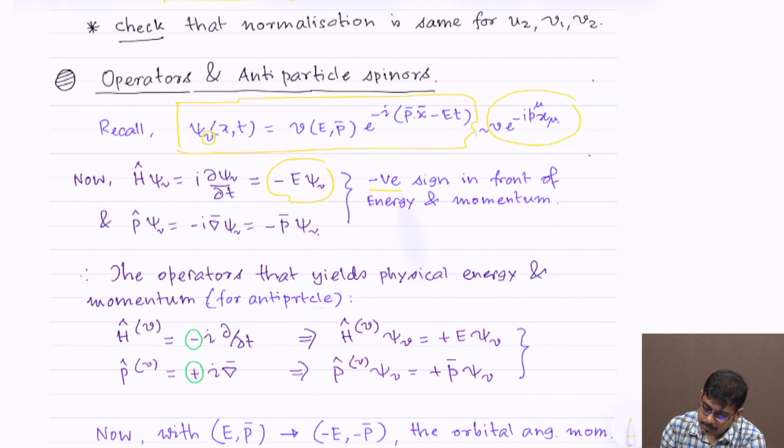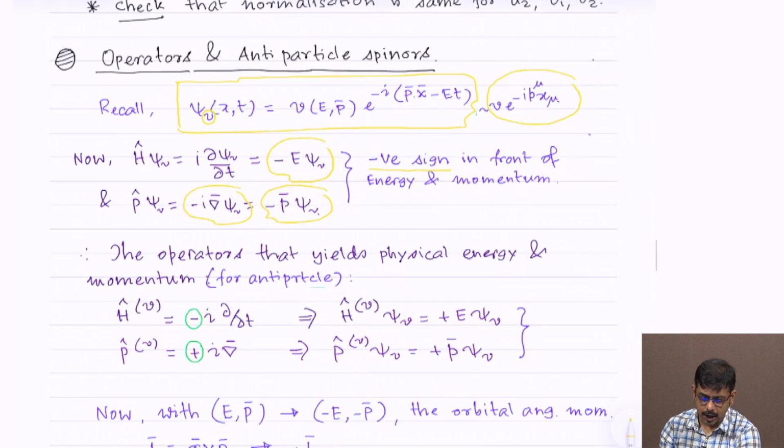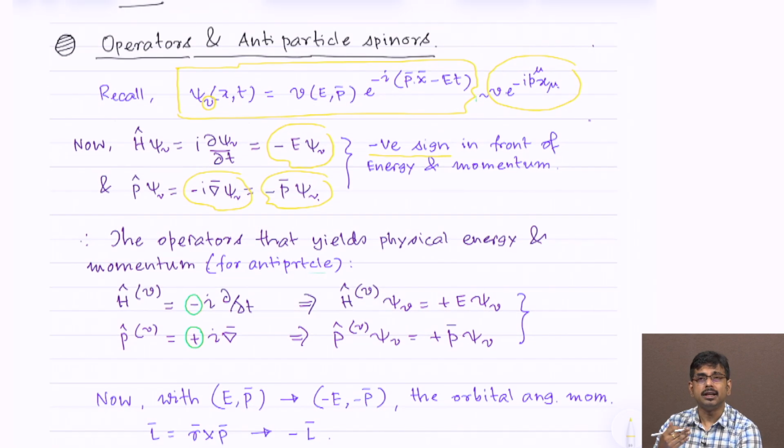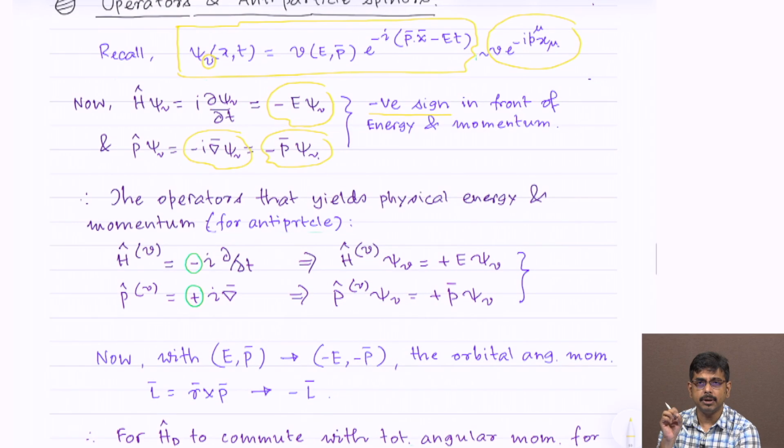So, this is the negative sign that is coming in front of energy. Similarly, if you take the usual momentum operator, which is minus i del acting on psi v, this is going to give you minus p psi v. So, the operators which are actually going to give you the physical energy and momentum associated with the antiparticles must have a negative sign on top of them.